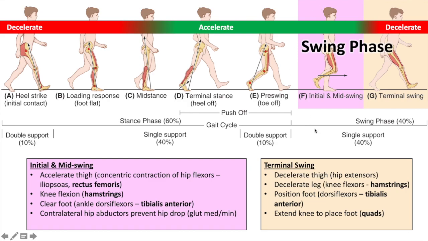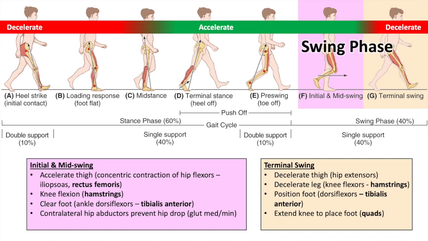So the last portion is the swing phase. So our foot is going to come off of the ground, and now we're going to start swinging our leg forward to start again at the beginning again. So the front and back of the thigh is going to be engaged. So we're going to accelerate the thigh using our rectus femoris. Our knee flexion is going to be due to the hamstrings. So you're going to have to flex the knee, but you have to bring this forward, so you're using both sides. And then being able to clear the foot is due to that tibialis anterior.